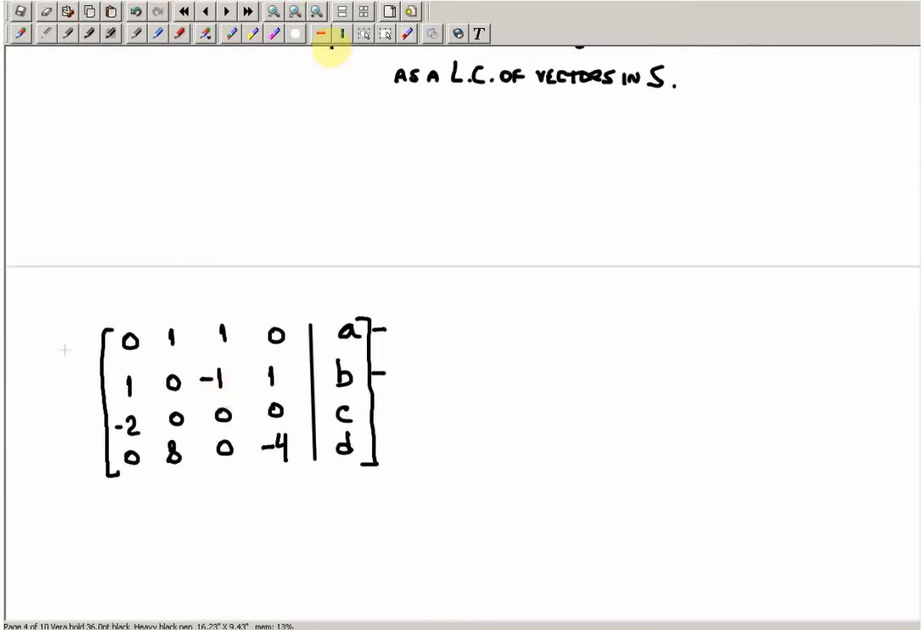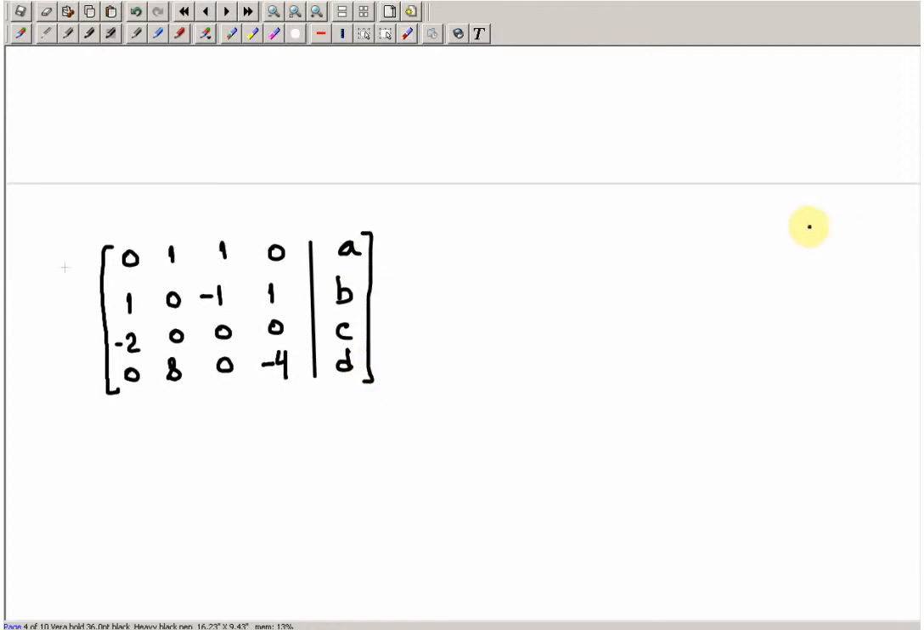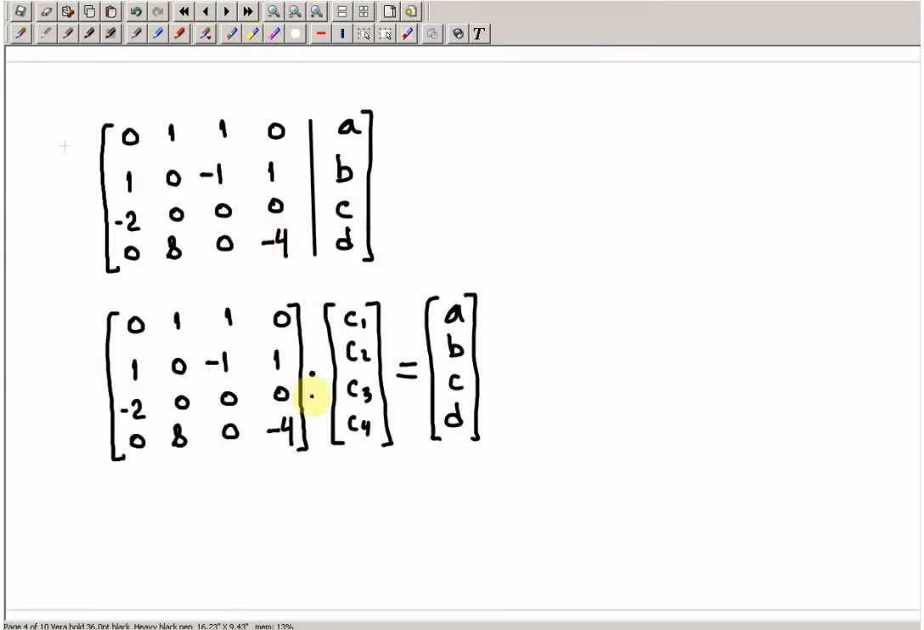Now remember that this is actually a system. We can write this in the matrix format, as a matrix equation. So here's the coefficient matrix, and this will be the right hand side. So let's do that. Here are the variables. In the augmented system we don't see the variables, but in the matrix equation format we do.